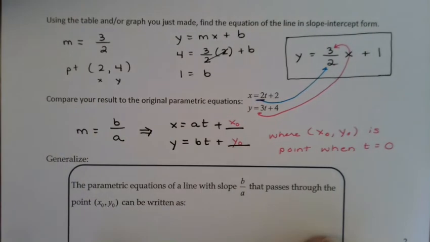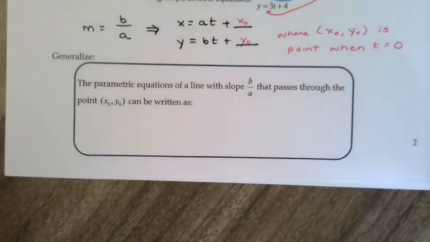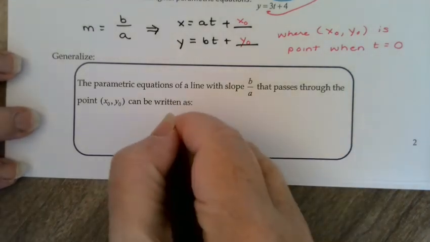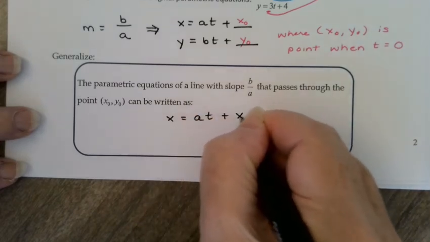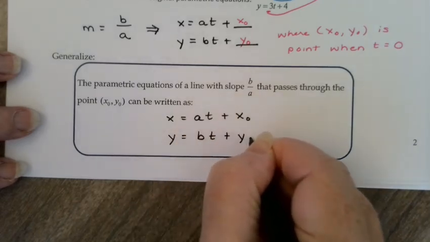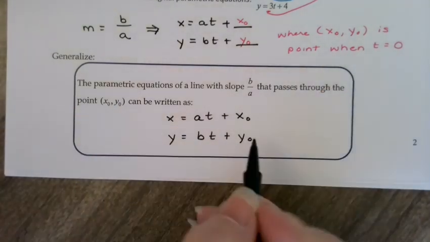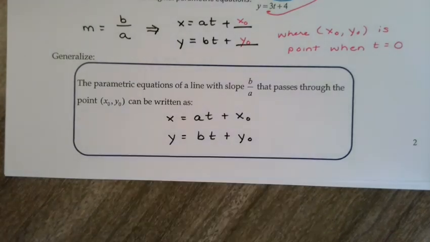So formally, the parametric equations of the line with slope b over a that passes through the point x naught, y naught can be written as what I just wrote: x equals at plus x naught, and y equals bt plus y naught. All right, we're going to do some examples of getting this parametric equation, using it, and comparing it to what graphs look like, so we can get a little bit used to parametric equations for a straight line.